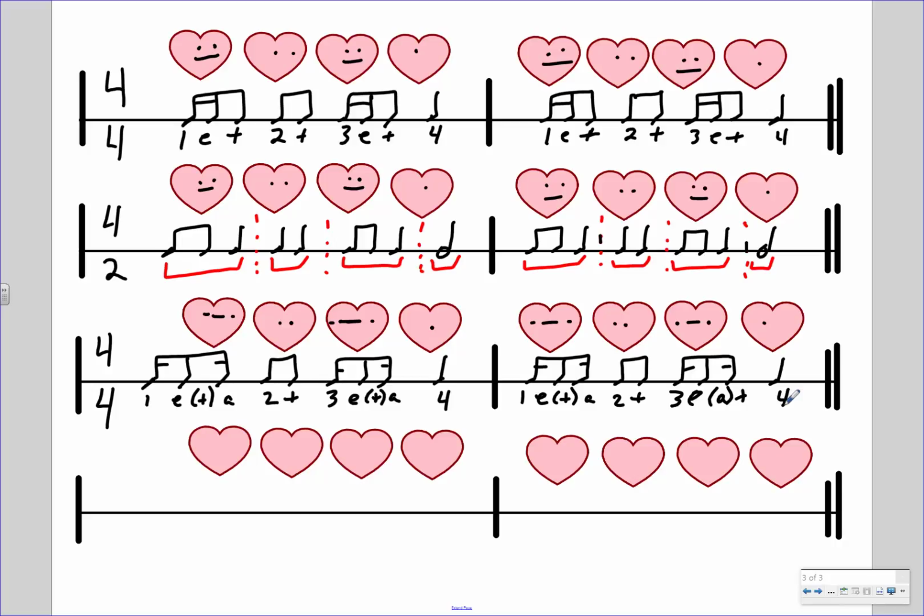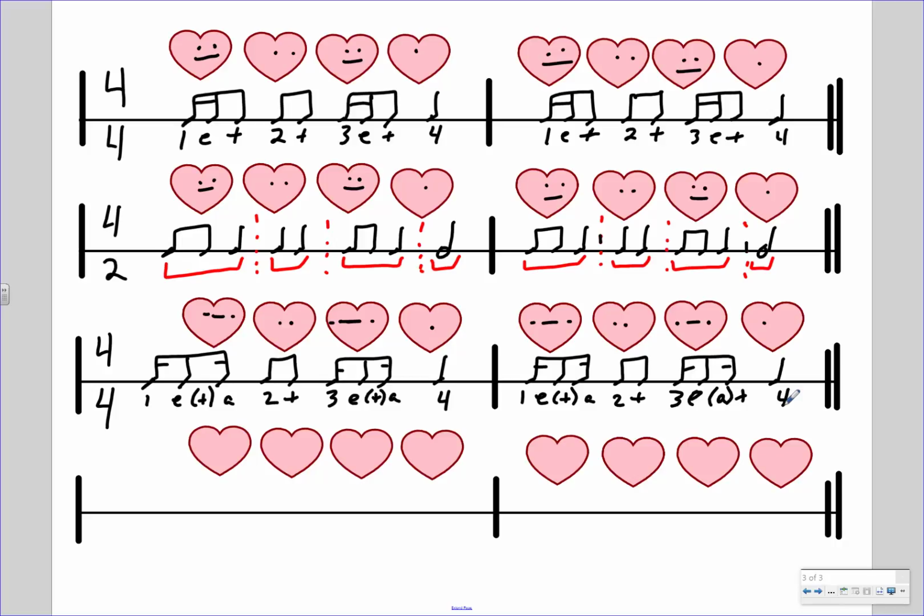Hopefully you hear that short, long, short pattern, which is represented in my heartbeats on beat 1 and beat 3 of both measures. Counting it would be 1E-a, 2, and 3E-a, 4. 1E-a, 2, and 3E-a, 4. And that's how you would notate it for 4/4.